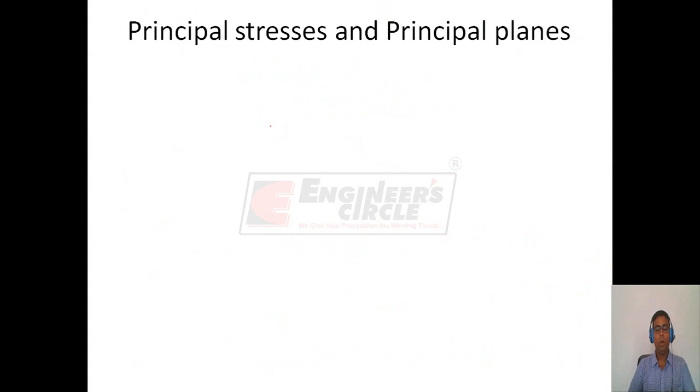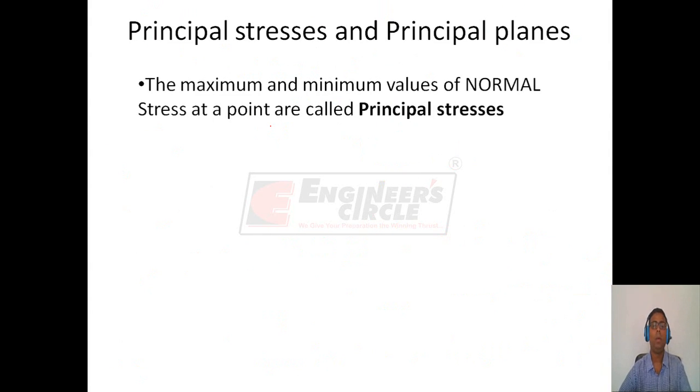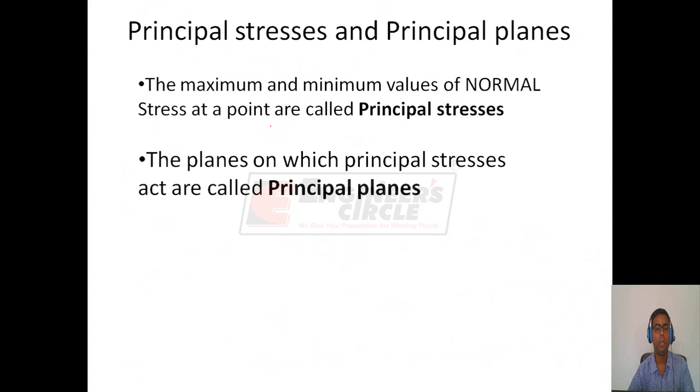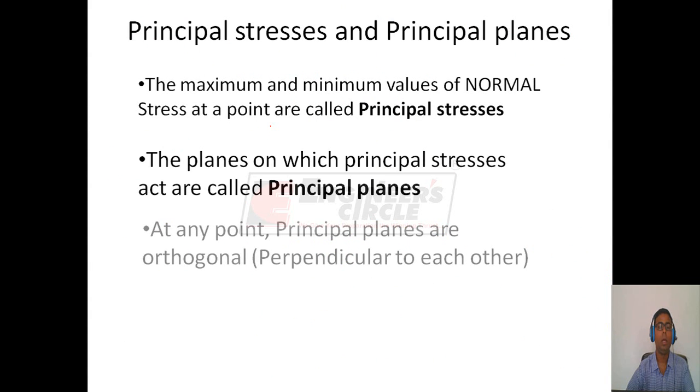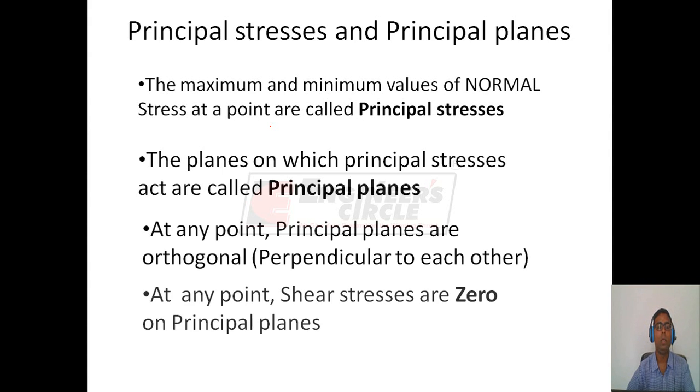So let us summarize what we have learned up to now. The maximum and minimum values of normal stresses at a point are called principal stresses. The planes on which principal stresses act are called principal planes. At any point, principal planes are perpendicular to each other because the angle between theta p1 and theta p2 was found to be pi by 2. At any point, shear stresses are 0 on principal planes. That is, tau 12 is equal to 0.